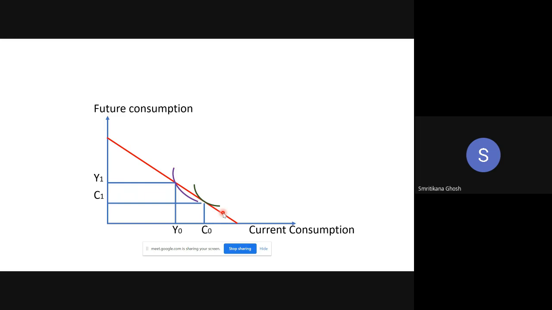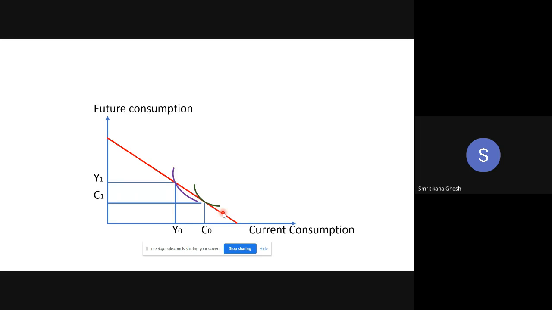So, through reallocation of your current and future consumption, you can move onto the higher indifference curve. This is possible because the saving and borrowing option is given to you. Otherwise, you cannot move to the green one. You have to stick to the purple one.